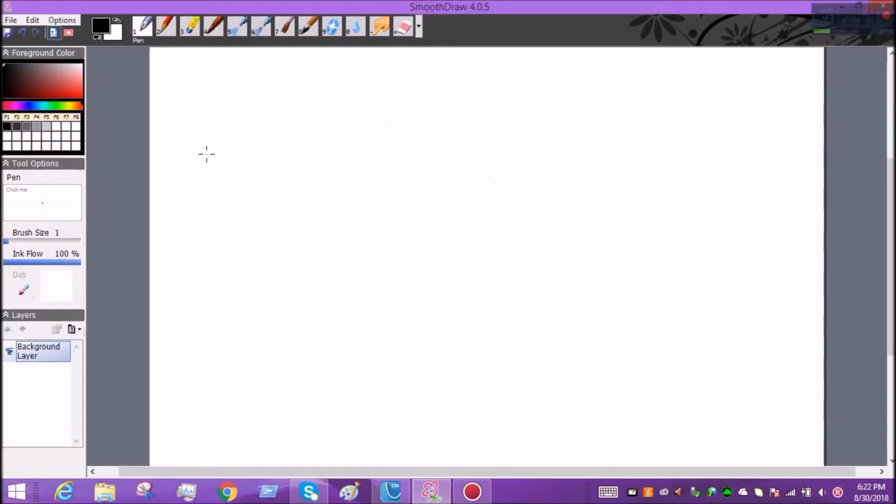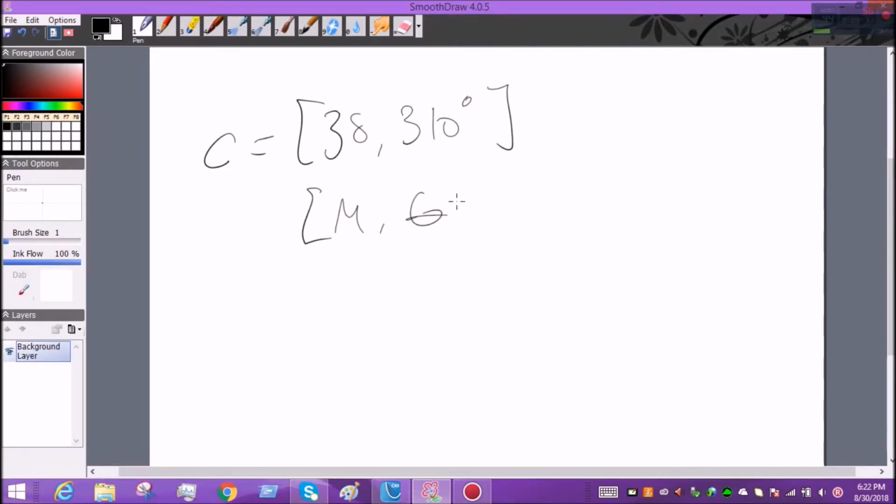Okay, so the next problem says C equals 38, comma, 310 degrees. This is pretty much saying vector C has a magnitude and an angle. With 3D vectors, you have your magnitude, comma, angle, which I'll call theta, and then comma, tilt angle. That's the notation. But we see that this doesn't have a tilt angle, so we know that it's a 2D vector.